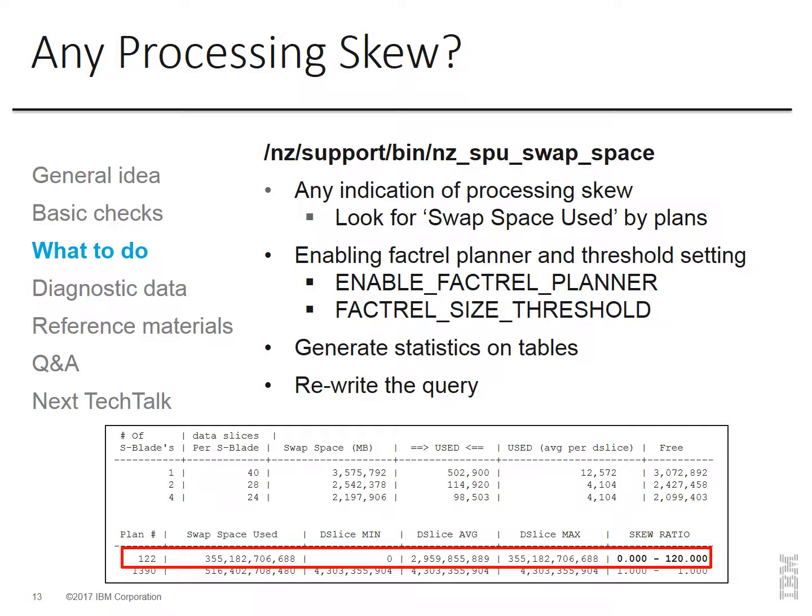To fix this type of issue, you need to focus on getting the optimizer to broadcast a smaller table rather than redistribute a bigger table and cause possible skew. There are two optimizer parameters, enable factorial planner and enable size threshold, that can help you prevent broadcasting a fact table.